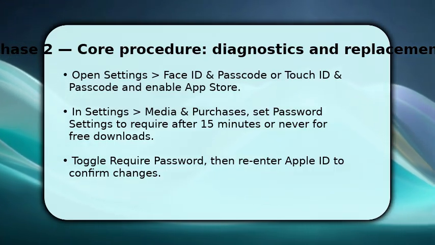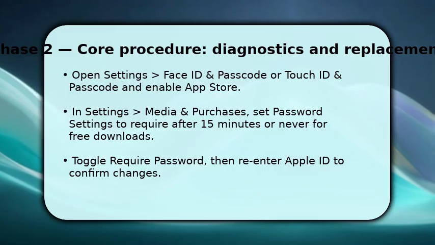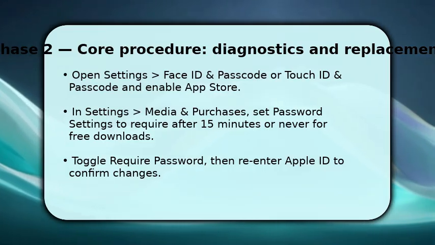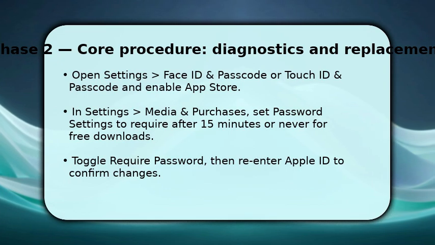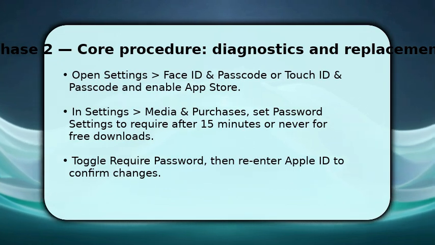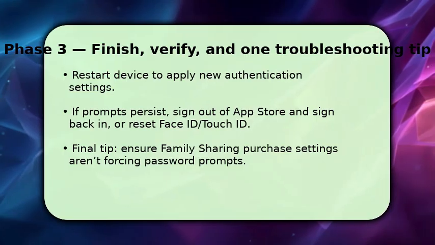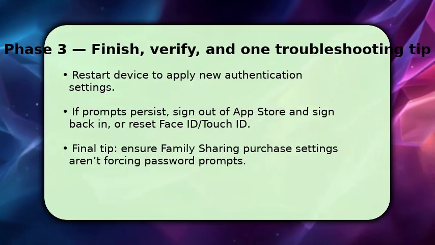When toggling Require Password Off or On, the system asks for your Apple ID to confirm. Enter it. This updates behavior because iOS links biometric and password rules to the App Store. You finish by restarting the device so the authentication changes take full effect.